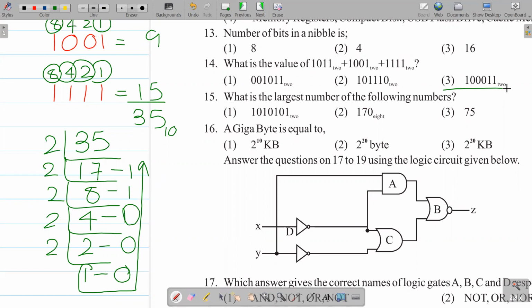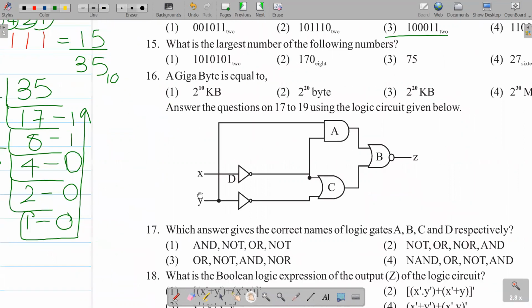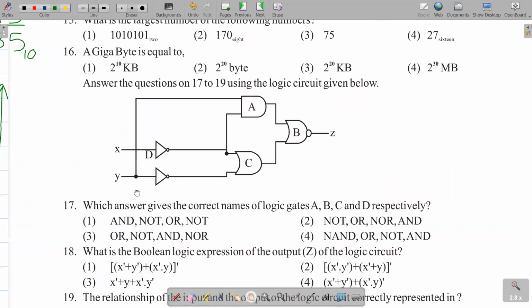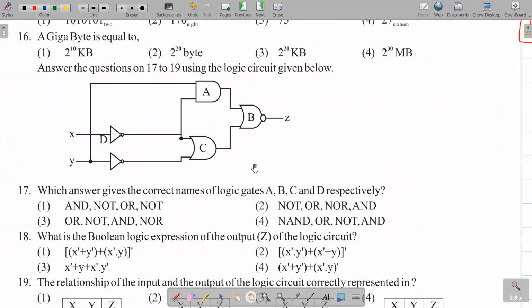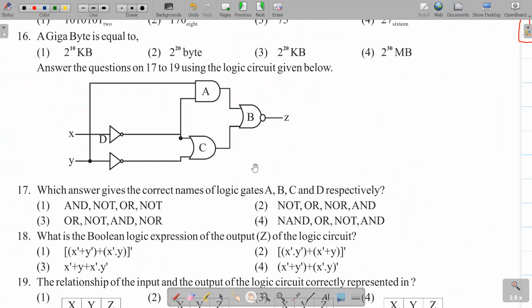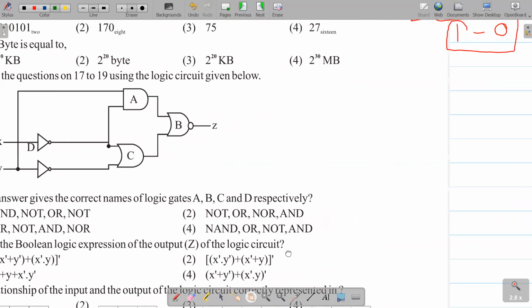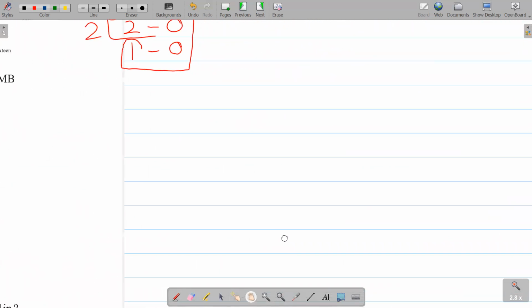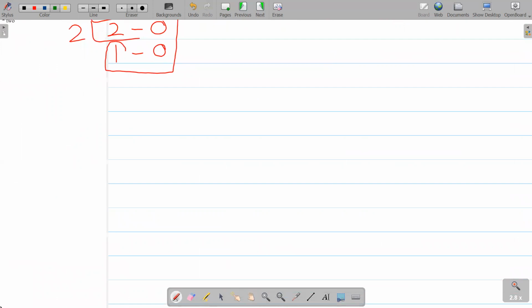Yes, sir. Okay. So the 16th, a gigabyte is equal to. When it comes to byte and bit conversions, I think we learned that small chart. If anyone does not have that chart, let me introduce that chart over here. So you will remember the things. What we were talking about is that bit is our smallest value.